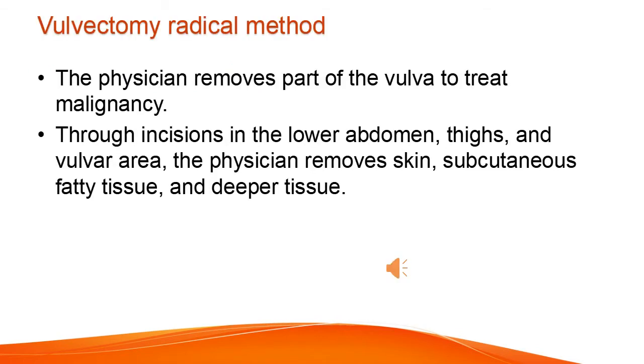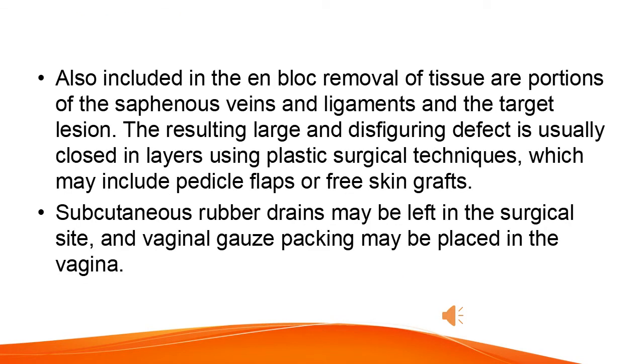Vulvectomy radical method. The physician removes part of the vulva to treat malignancy. Through incisions in the lower abdomen, thighs, and vulvar area, the physician removes skin, subcutaneous fatty tissue, and deeper tissue. Also included in the en-bloc removal of tissue are portions of the saphenous veins and ligaments and the target lesion.